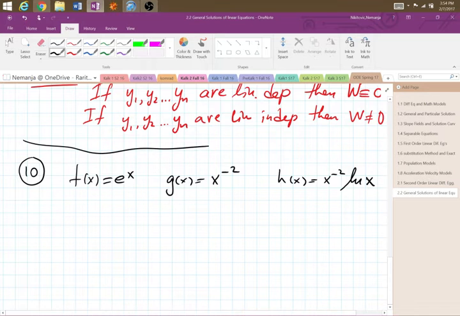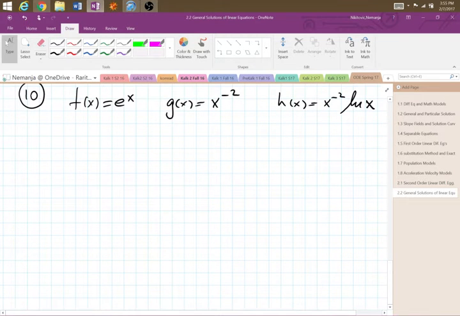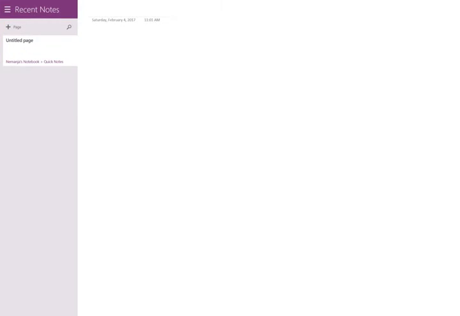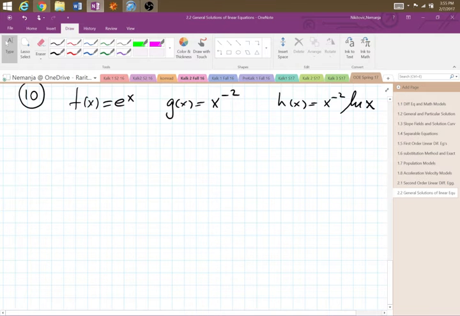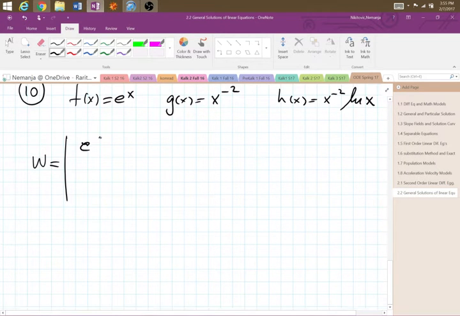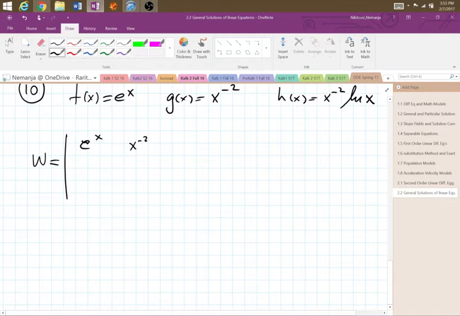So solving the determinant of the Wronskian would be the same as, let's say, a cross product calculation. The Wronskian would be e to the x, x to the negative 2, I'll put 1 over x squared, and ln x over x squared. And now we have its derivatives.